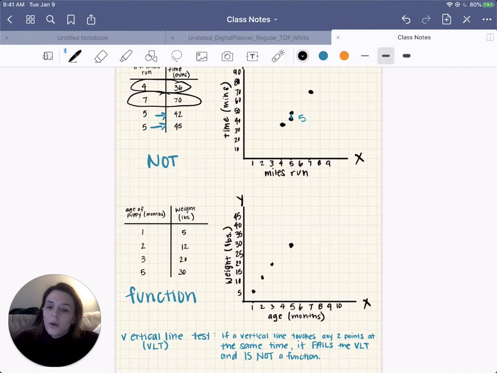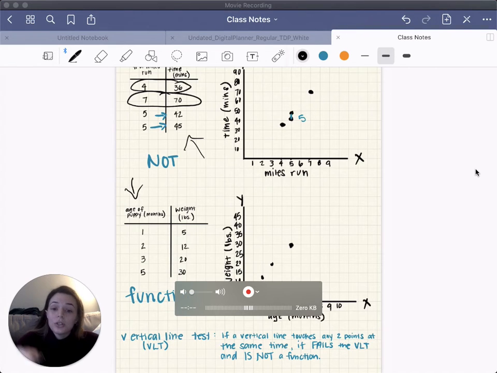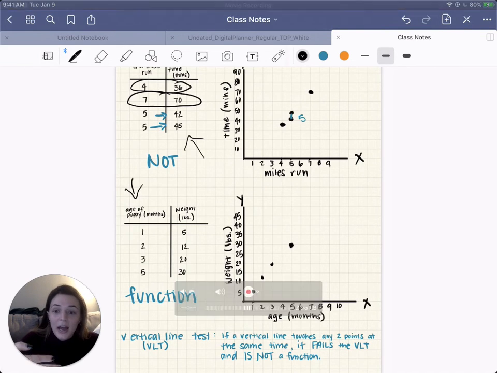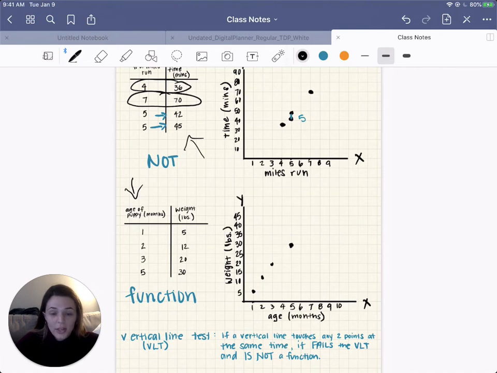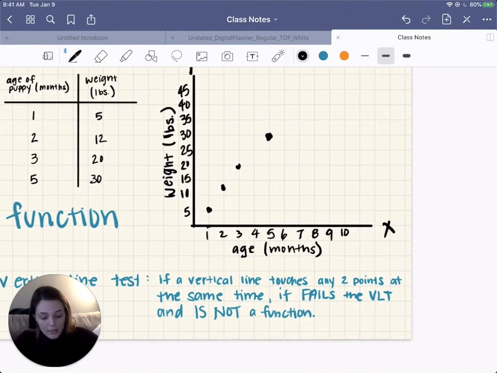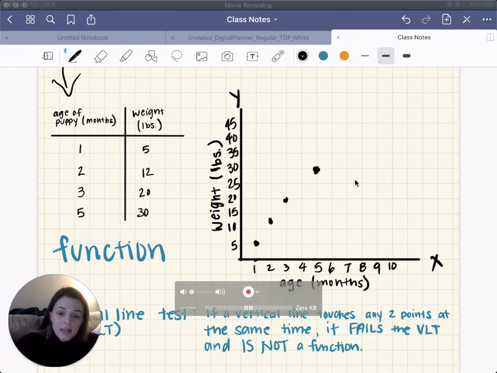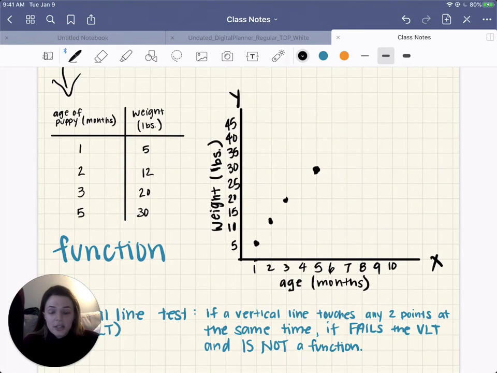Now, we already knew whether or not these were functions because we had looked at the tables to start with, and the tables told us whether or not it was a function. But you can determine if a graph is a function without having to have a table with it, just by looking at the graph. And to do that, we use something called the vertical line test. So the vertical line test, and you're going to want to copy this down into your notes somewhere, says that if a vertical line touches any 2 points at the same time, it fails the vertical line test and is not a function.